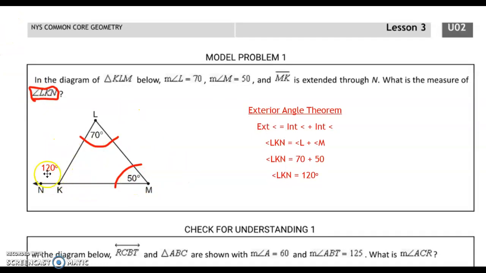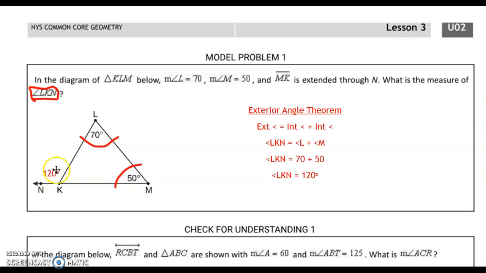Now there is another way to find this measurement, this 120. If you had used the triangle sum theorem to add 70 and 50 together, you would have gotten 120. And then you could have used that triangle sum theorem to say, well, 120 plus 60 is equal to 180. So you could have found that this angle was 60. And then after that, you could have used the supplementary angle theorem to say, well, 60 plus x is equal to 180, so that this x would be 120.